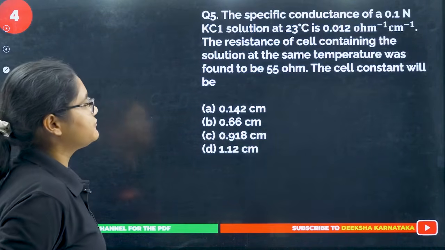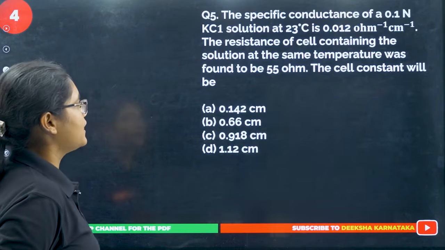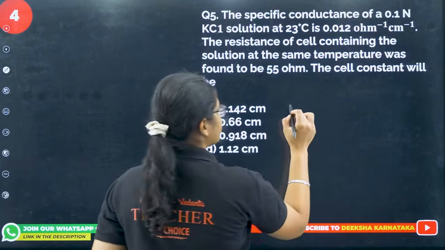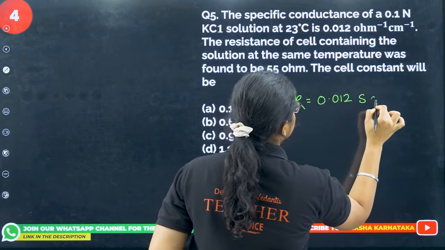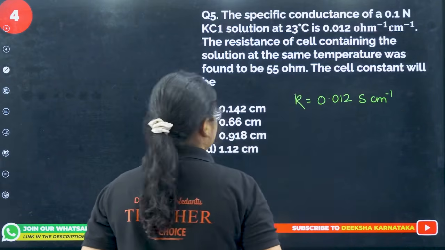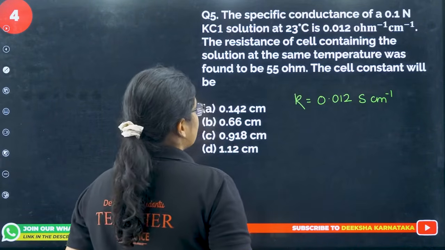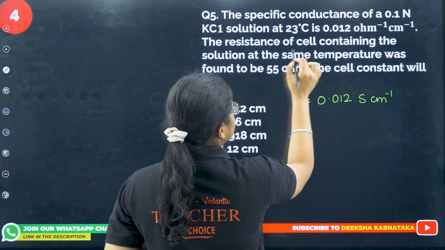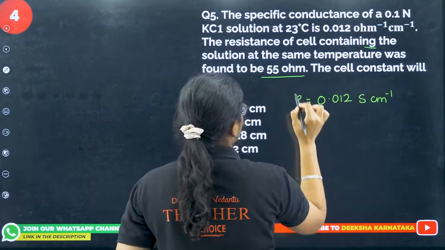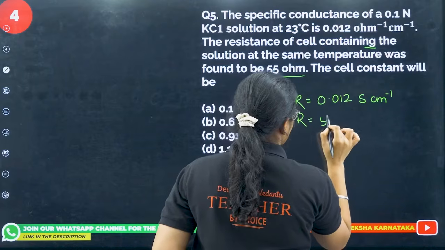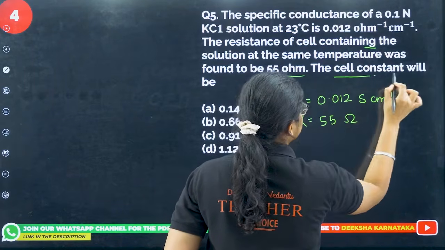Next, the specific conductance of a 0.1 N solution is given. So specific conductance kappa value is 0.012 S centimeter inverse. Okay, and concentration is also given, but the resistance of the cell containing the solution at the same temperature was found to be 55 ohm. Cell constant is how much?